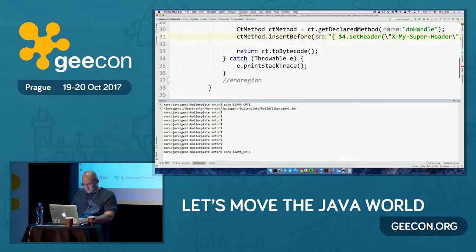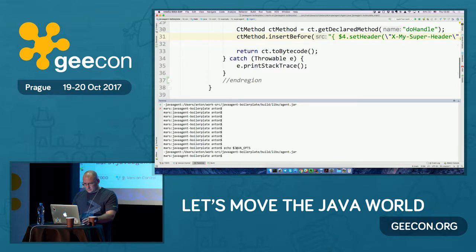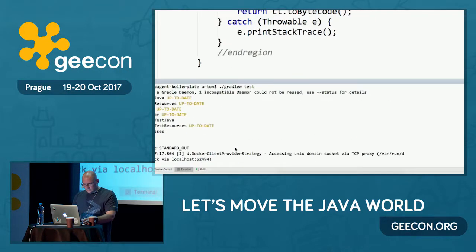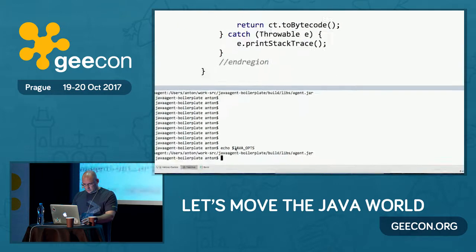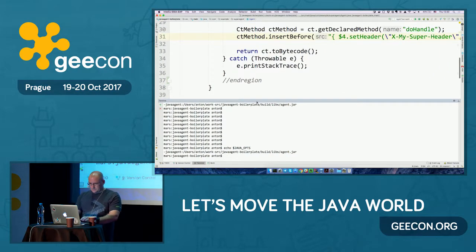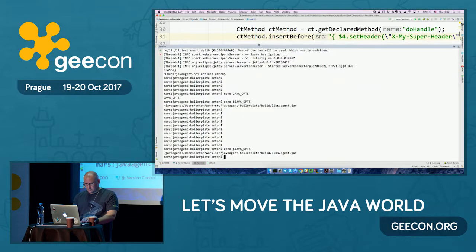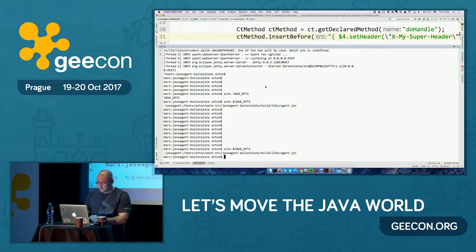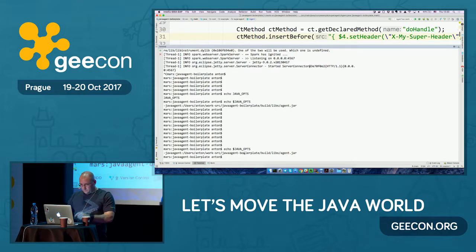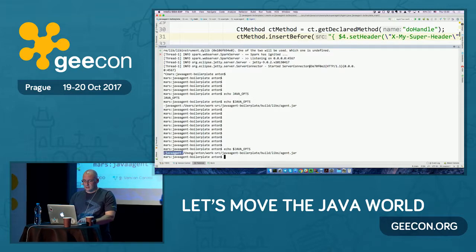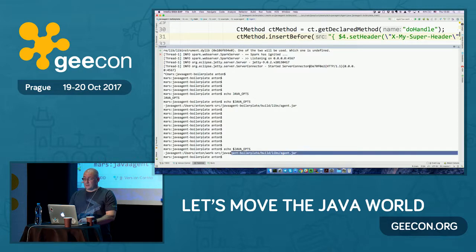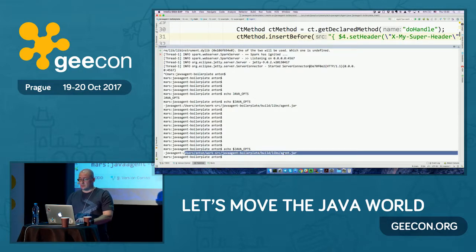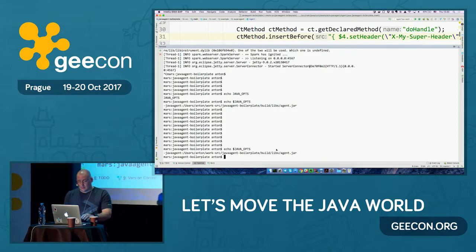I have Java options already set up. Not sure if I should make it bigger or not. It's probably visible, right? Okay. So I say that I need Java options, and I need to set the Java agent property to the VM. And I have built the agent already from this source.